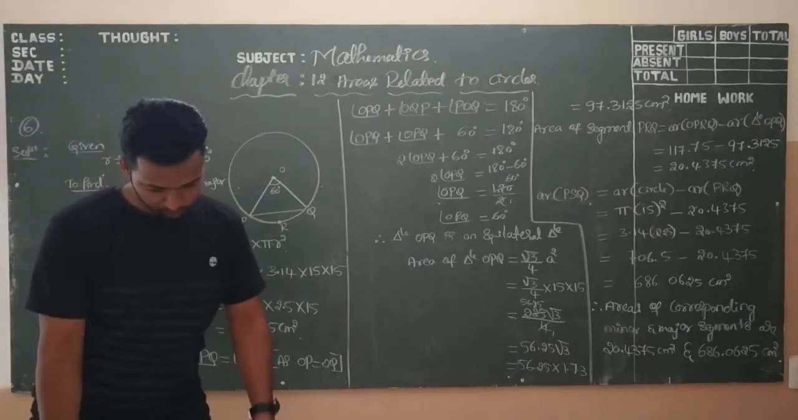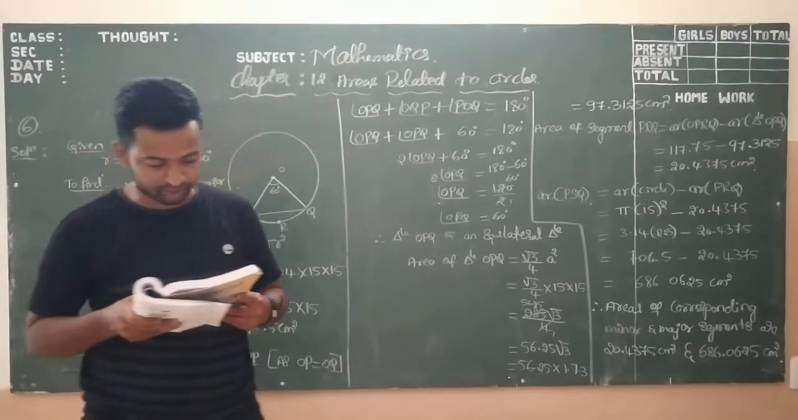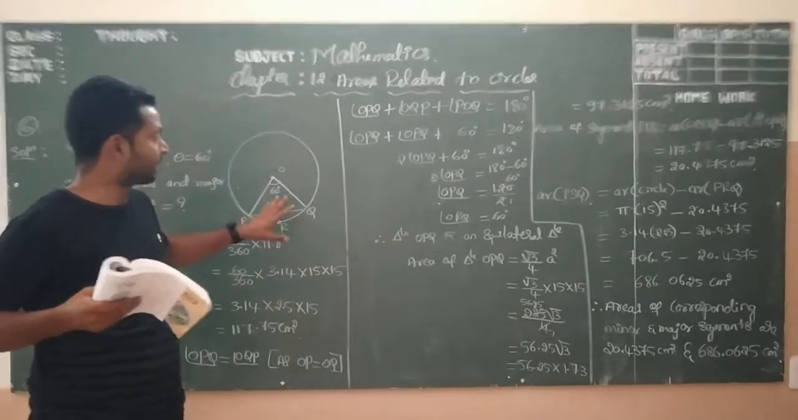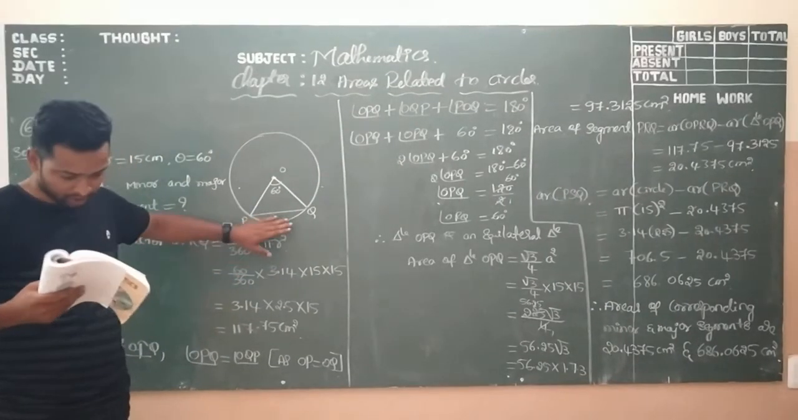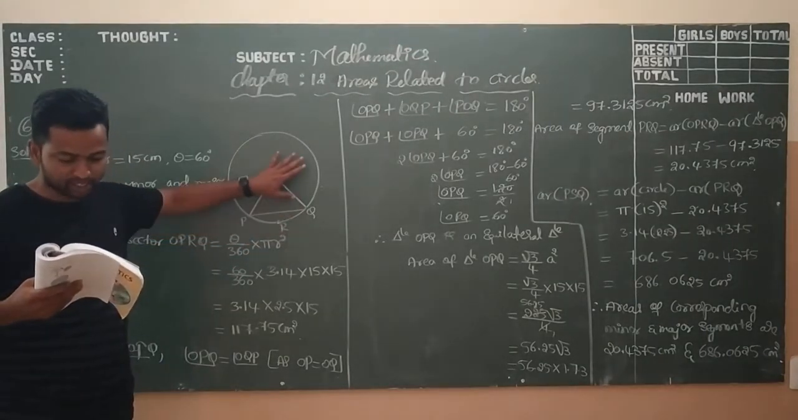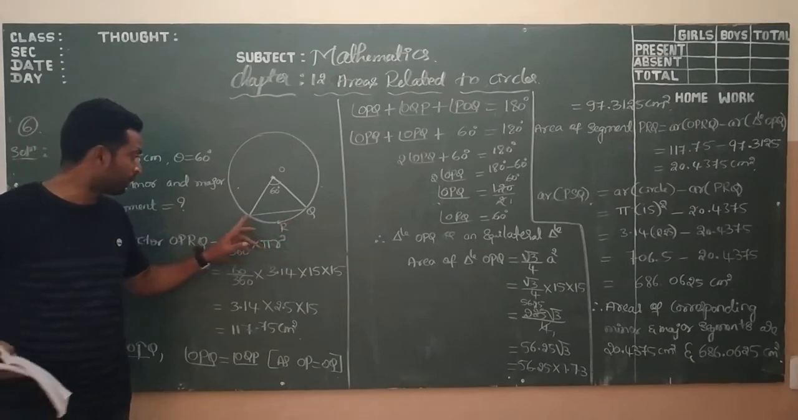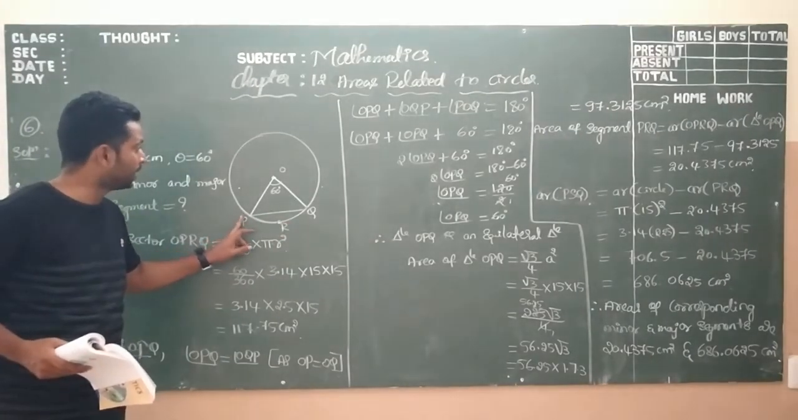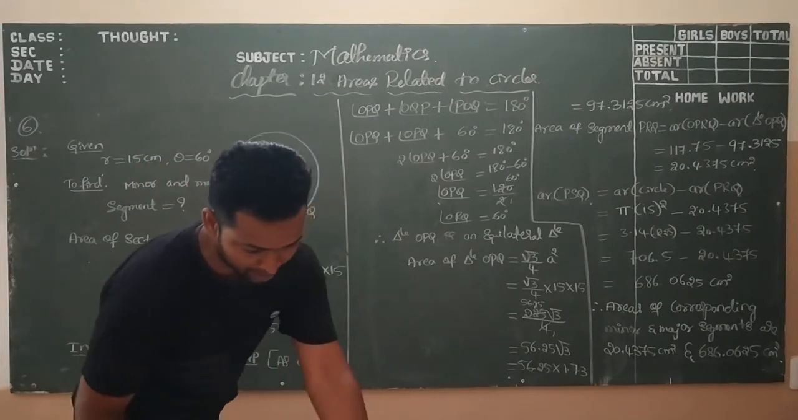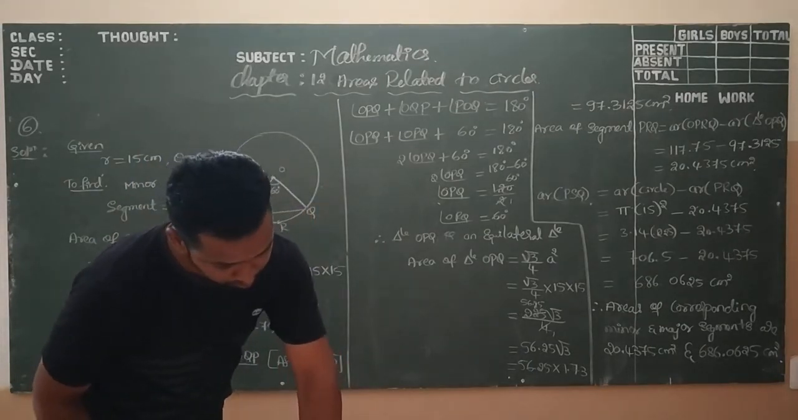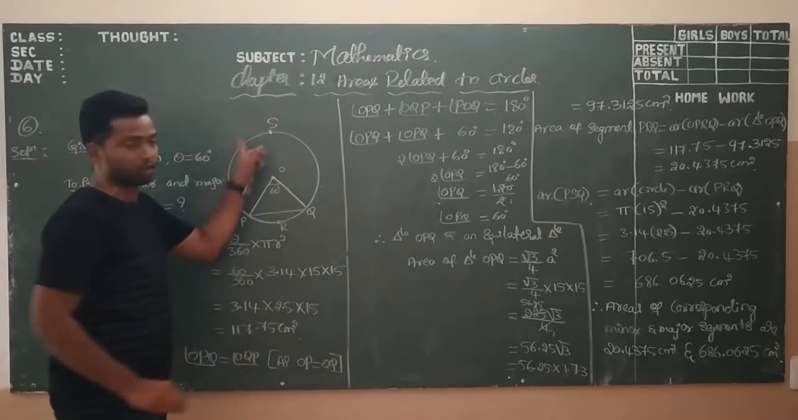So now the sixth problem. Our question is, a chord of a circle of radius 15 centimeter subtends an angle of 60 degrees at the center. Find the areas of the corresponding minor and major segments. Here the minor segment is PRQ, and the major segment, let me assume this major segment is PSQ.